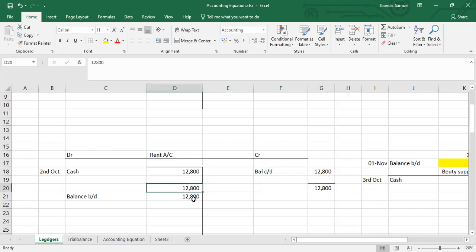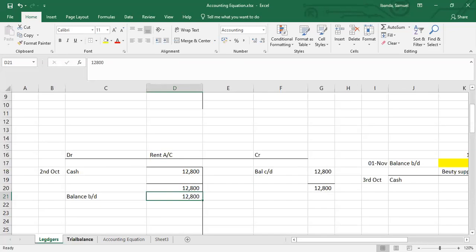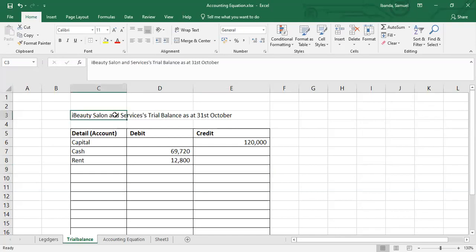So I'll pick this rent and put it on the debit side of my trial balance. So my rent will be here. I have trade of 800, like that. So that is what I'll have. That is how it will be within my trial balance.